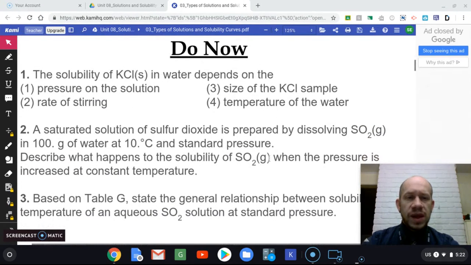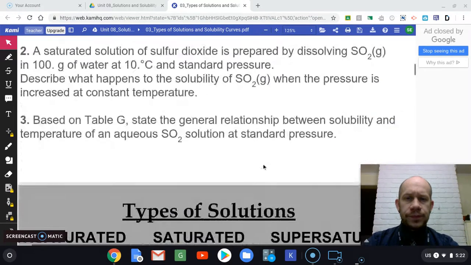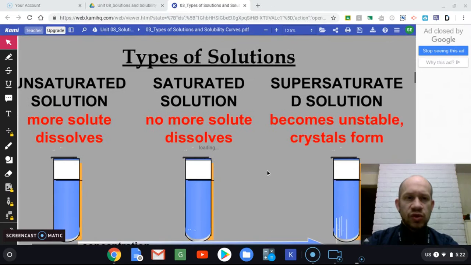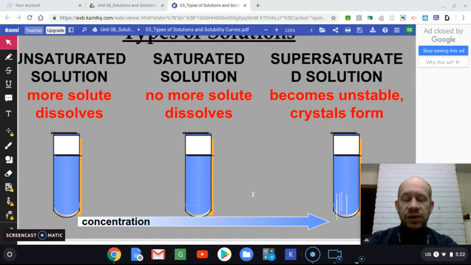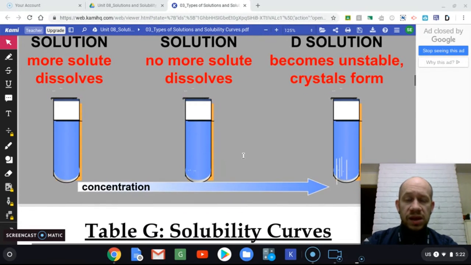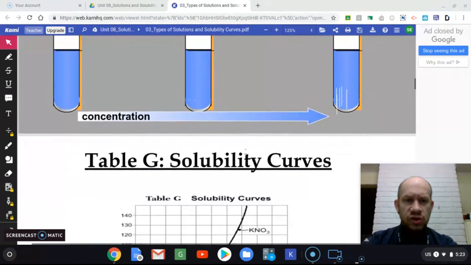So, quick do now. There are three different types of solutions. An unsaturated solution is where more solute can dissolve inside my solvent. A saturated solution is where no more solute dissolves, so I'm right at that saturation point. And supersaturated solutions are unstable and crystals can form. This is a unique type of solution.